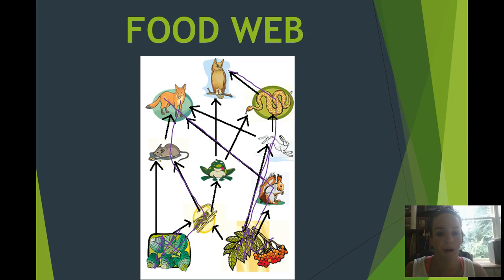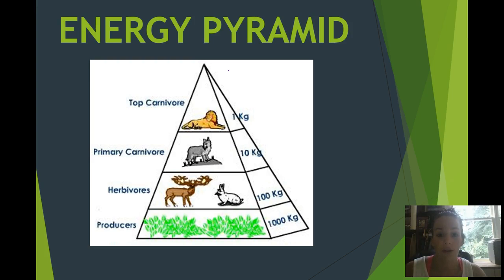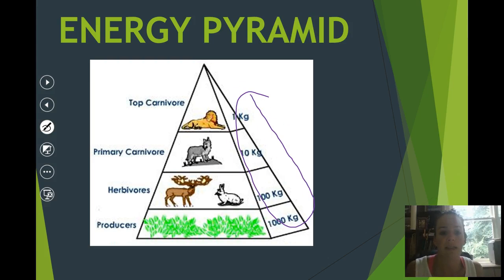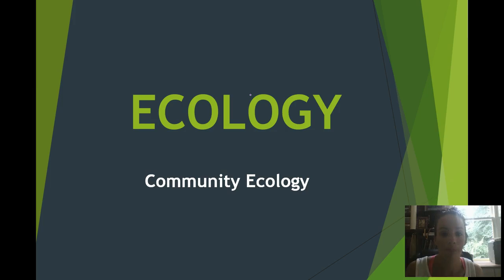The energy pyramid, like I said, shows how the energy decreases as you move up the pyramid. What these numbers over here mean is the amount of energy needed to sustain that one animal. So with 1,000 kilograms, you can only handle 100 kilograms of herbivores, only 10 kilograms of that wolf or fox, whatever it is there, and then only 1 kilogram of a lion. So it's the powers of 10: it decreases by a multiple of 10 every time you move up the energy pyramid.